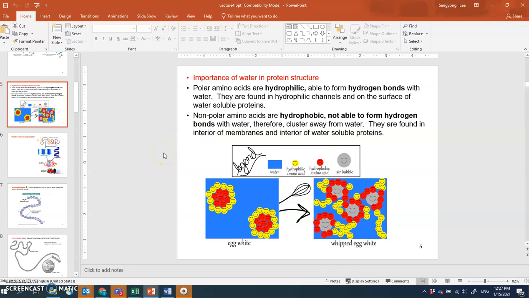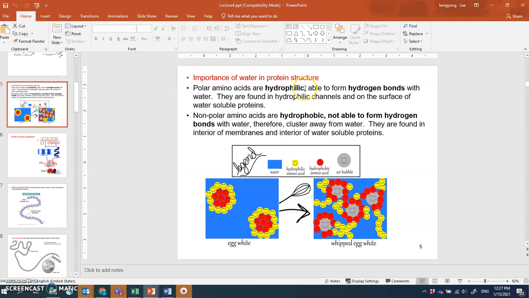Importance of water in protein structure. You know, proteins are found inside of the cells, right? And then your cell has a lot of water molecules there. So hydrophilicity, hydrophobicity matters. Okay, the protein amino acids that have electropolarity similar to water molecules, they'll interact with water through forming hydrogen bonds.